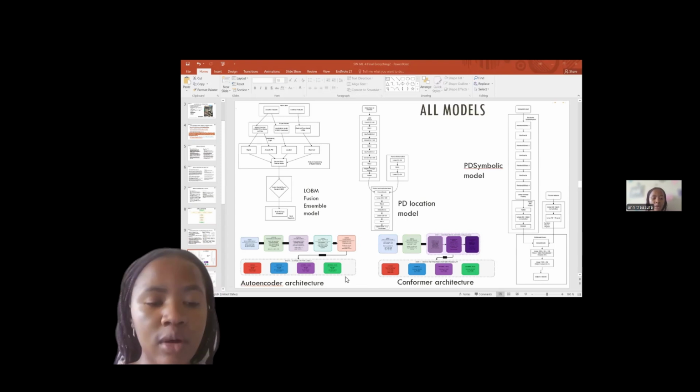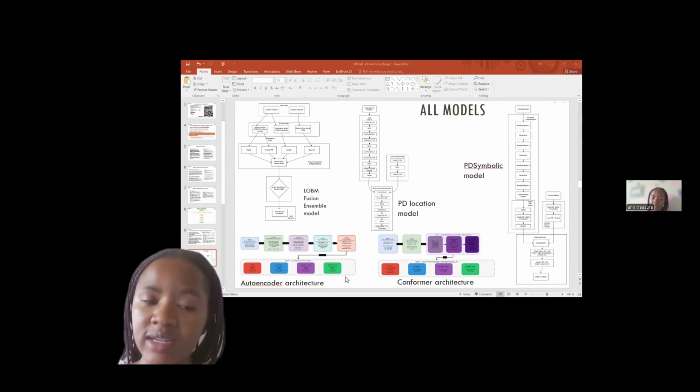We also had an autoencoder architecture. This model was used on the partial discharge acoustic data only.